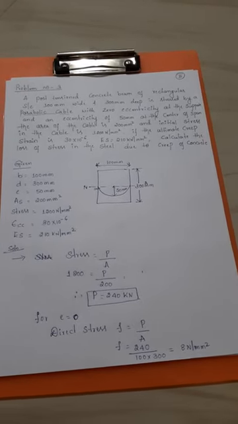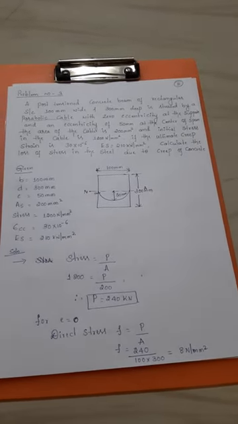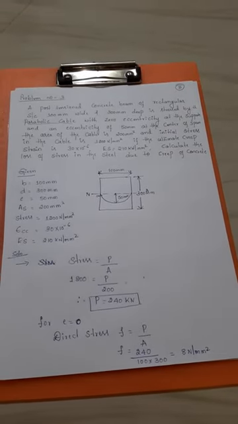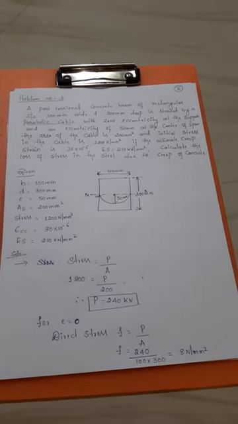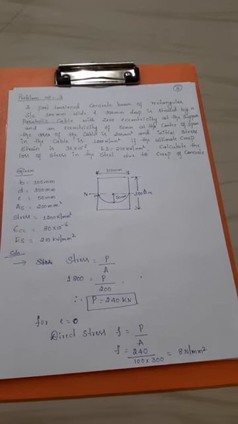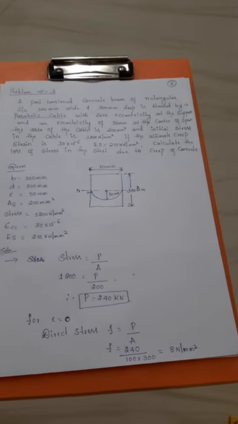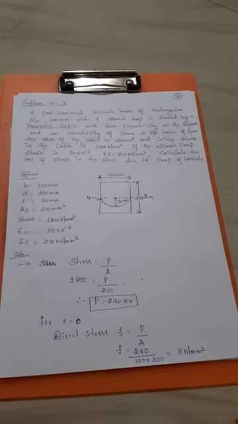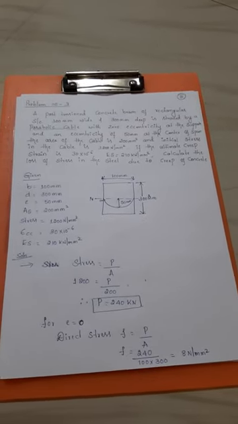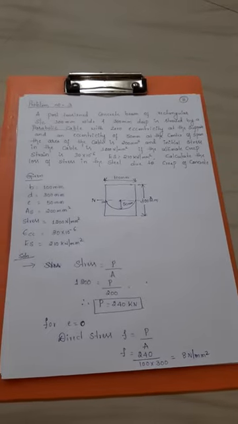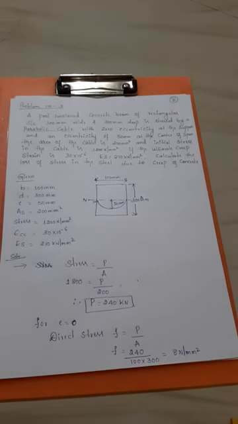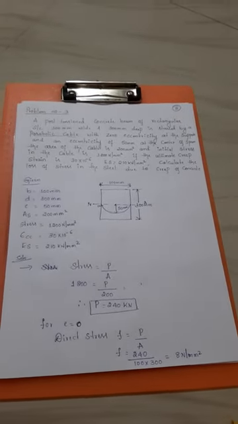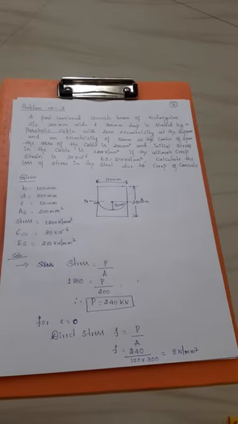Calculate the loss of stress in the steel due to creep of concrete. Okay, so they are asking loss of stress you need to calculate in the creep of concrete. So they have not given a phi over here. It means the creep coefficient has not been given, and they have not mentioned the age also. Okay, so here only they have given a epsilon cc value. It means you need to calculate the loss in the method of ultimate strain method.